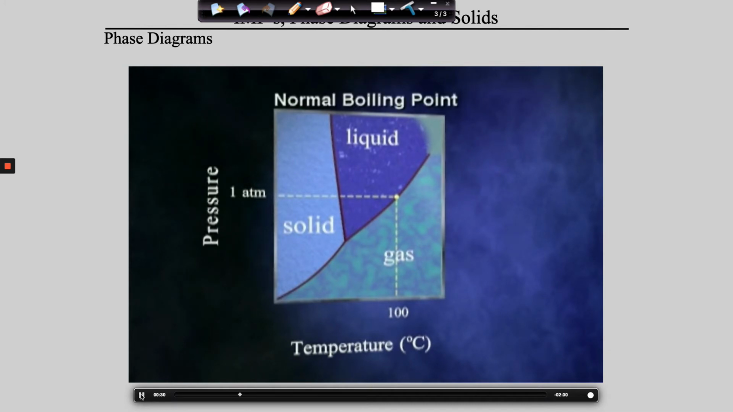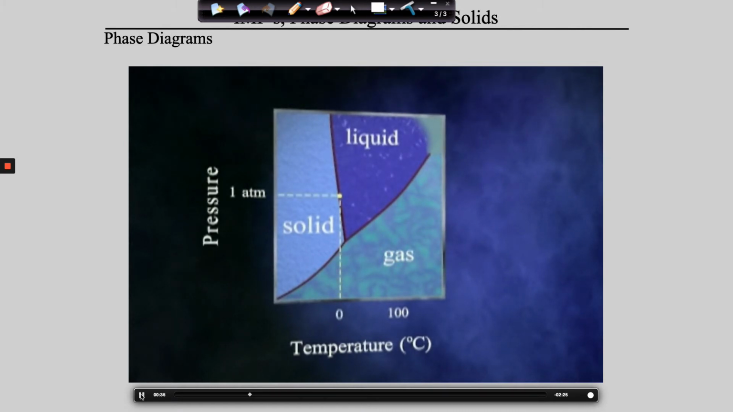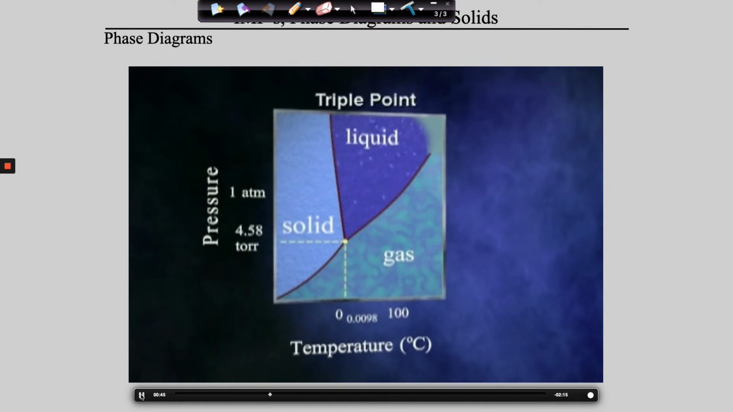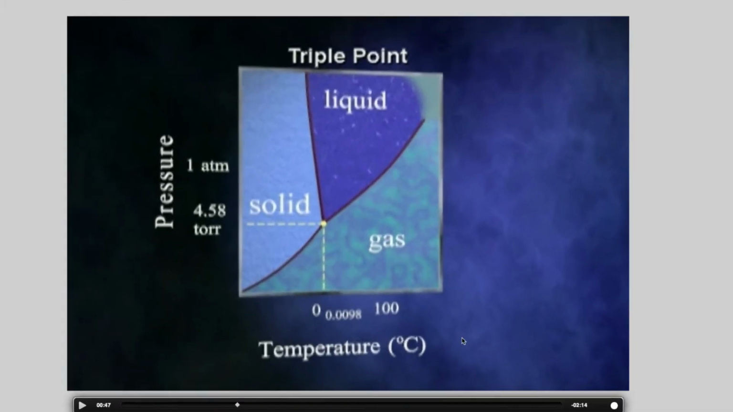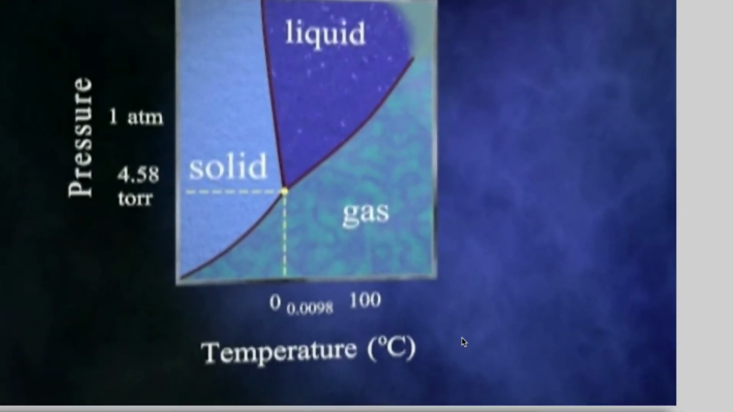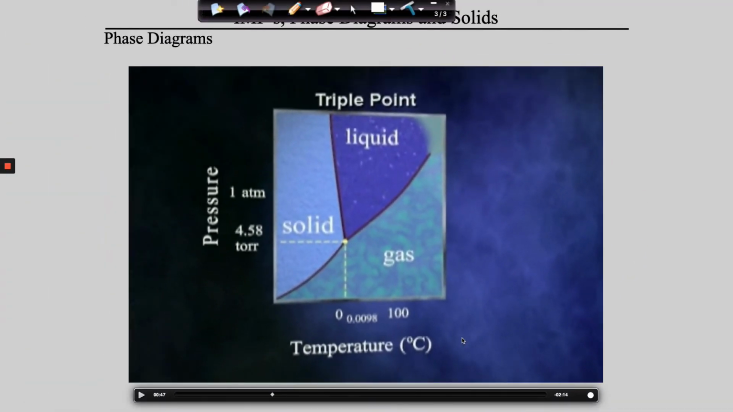This point is known as the normal boiling point of water. Likewise, the temperature at which solid and liquid water are in equilibrium at 1 atmosphere of pressure is known as the normal melting point. The point at which all 3 phase boundaries come together is known as the triple point. Now guys, look at where the triple point is for water. What temperature is this at? 0.0098 degrees Celsius. So what is that in Fahrenheit? Barely above 32, right? So that's not a very exotic temperature.